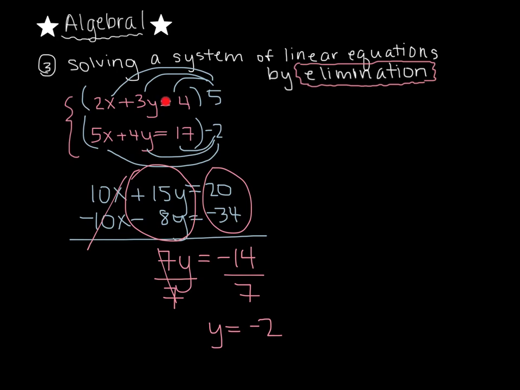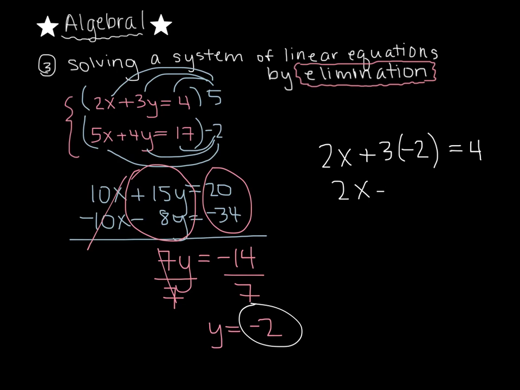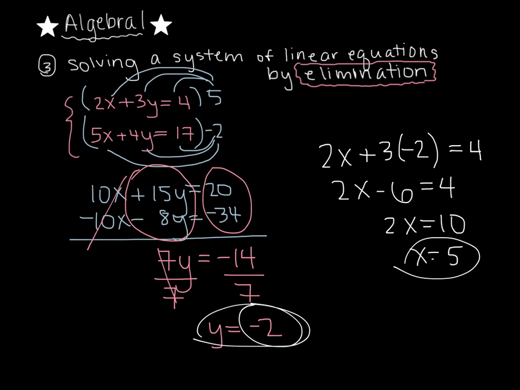Okay, I'm going to go back to my first equation right here, and I'm going to plug this in right here for y. So once I do that, I come up with 2x plus 3 times the negative 2, that was my substitution, is equal to 4. So 2x minus 6 equals 4, 2x equals 10, x equals 5. Because it's a system and I have both an x answer and a y answer, I really should put my answer in ordered pair, which says 5, negative 2.